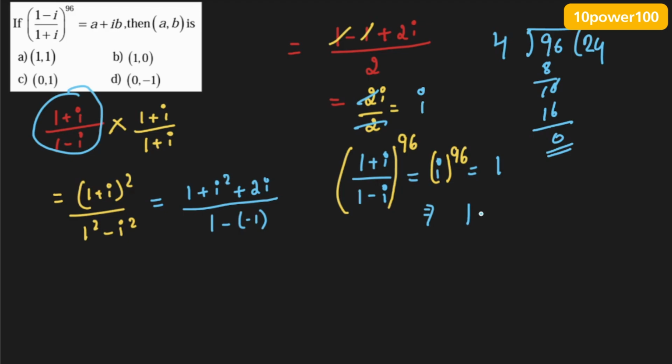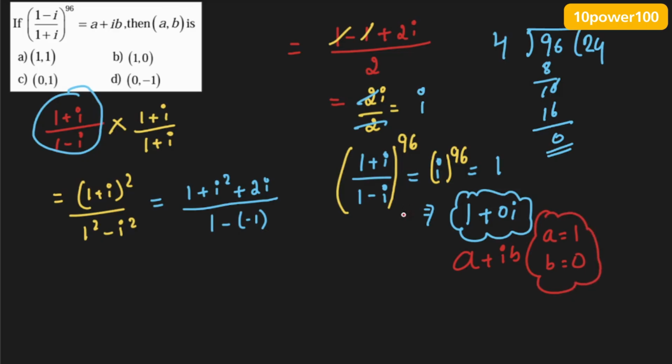Now we have to write it in the form of a plus ib. So it is 1 plus 0i, which is the correct a plus ib form. Now if we compare with a plus ib, what is the a value? a is equal to 1 and b is equal to 0. So option B is the correct answer.